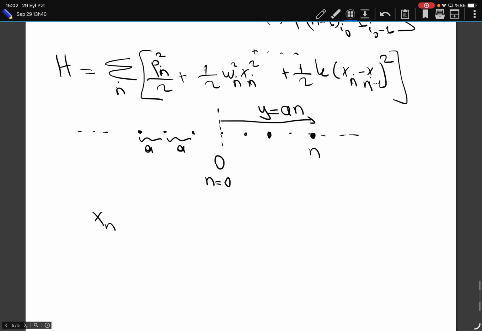Now, xn, I will show it as, let's say, phi of y. Remember, y is equal to a times n. So rather than looking at the nth oscillator, I will be looking at the oscillator at the position y. Because when I take the continuum limit, I will have infinitely many oscillators, even in a very small interval. So that's why I'm trying to avoid counting them one by one. But when you show me a position, I can just go and look at the oscillator at that position.